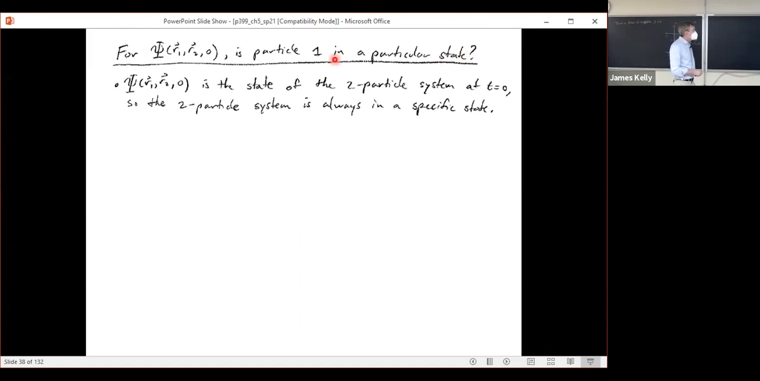Now, just to be clear, this doesn't answer the question that's above there. If you have this function, there's no question that the two-particle system is in a definite state. This is the definite state, and so the two-particle system has a definite state. The question we're asking here is, does it make any sense to individually ask if one of the particles is in a particular state? In other words, we've got 2 electrons in a hydrogen atom potential, and does it make any sense to say, where is the 1 electron? Is it in a particular kind of state? We'll be connecting with that later on.